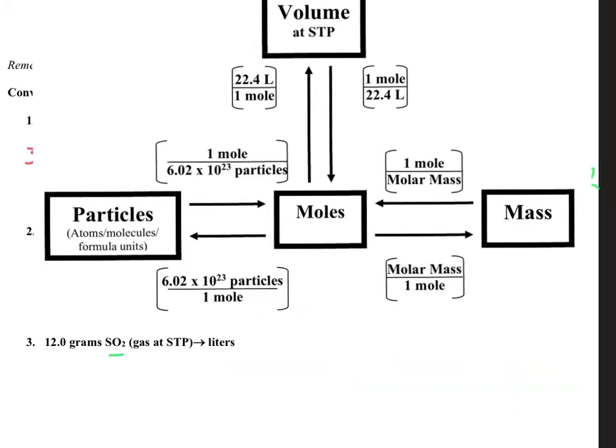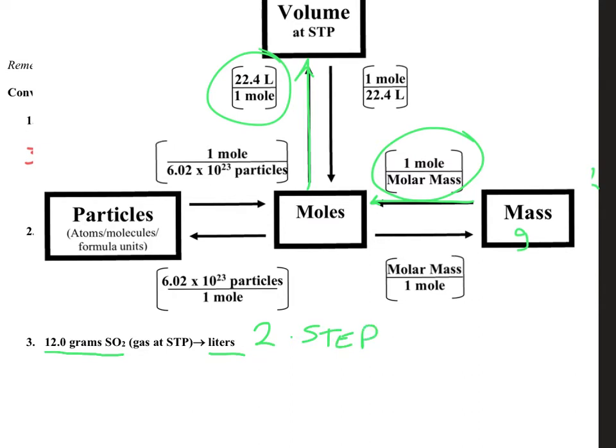Checking out number 3, I've got 12 grams of sulfur dioxide, and I'm going to liters. So if I'm starting in grams, I'm going to head over to mole island, and then I need to go to liters, so I'm going to head up to volume island. That means I'm going to use these 2 conversion factors, which means that this is indeed a 2-step problem. So I'm going to take my 12 grams of SO2, always start and write down what you have, and it's going to be 2 steps, so I'm going to leave 2 spots for my 2-step problem.